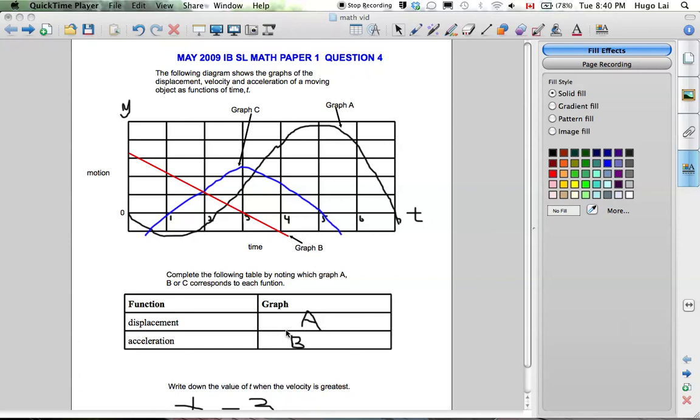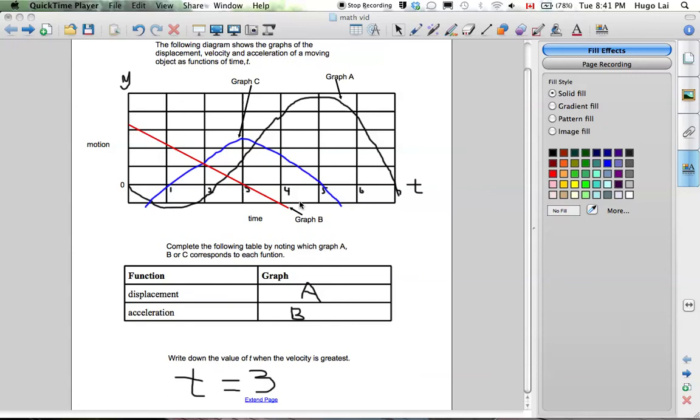We can also note that graph C is the first derivative. When graph A is negative, graph C is under the x-axis, and as graph A is positive, graph C is above the x-axis.